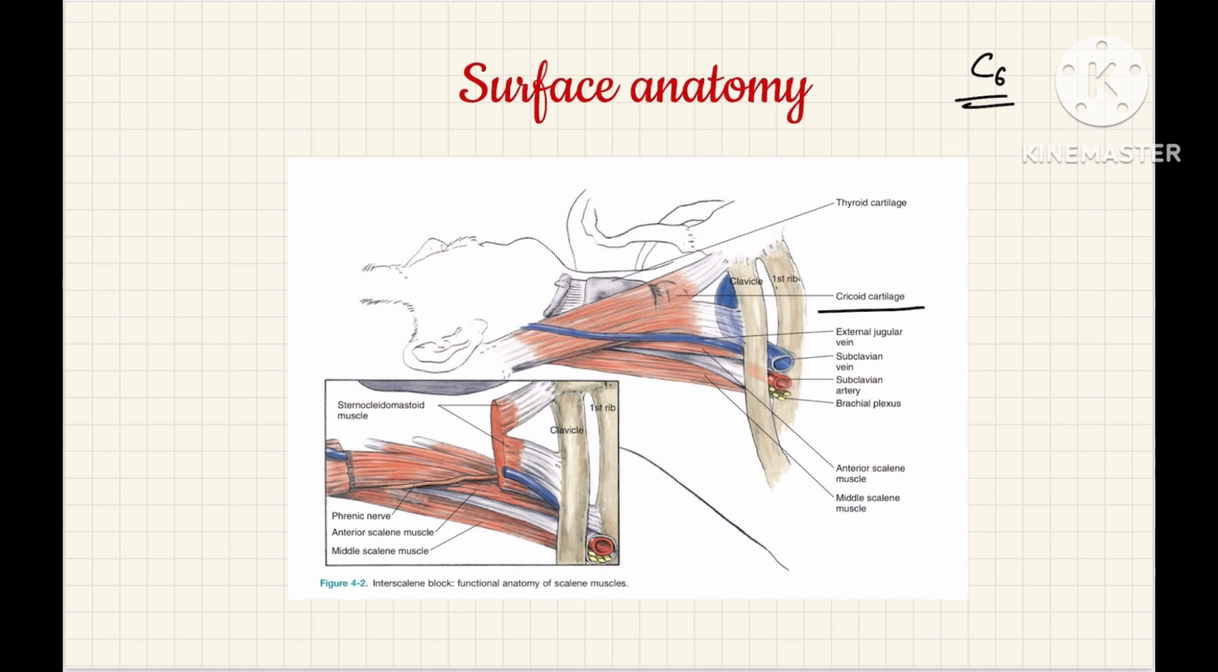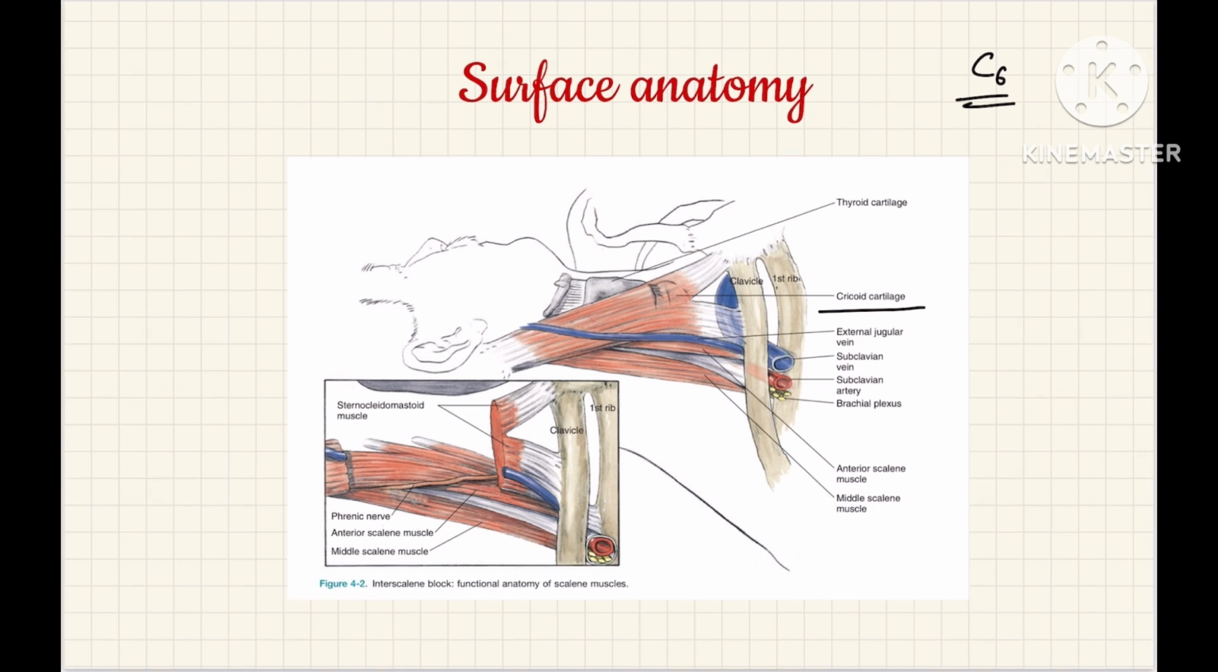The external jugular vein overlies the interscalene groove at the level of C6, but this should not be relied upon. The anterior scalene muscle and the interscalene groove are oriented at an oblique angle to the sternocleidomastoid muscle. And we can see that the phrenic nerve is present on the ventral surface of the anterior scalene muscle.